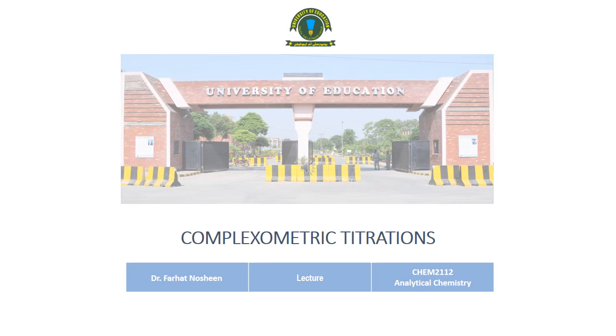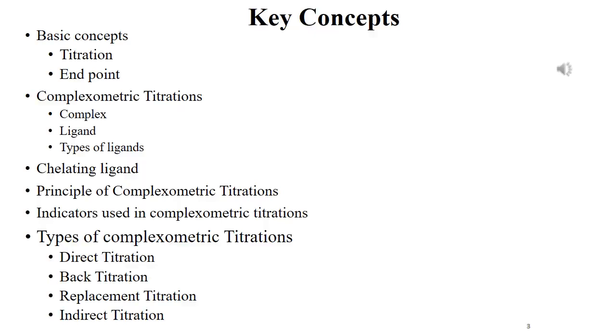And today our course of discussion is Analytical Chemistry, and the course code is CAM2112. The topic that we are going to discuss is complexometric titrations. Key concepts that we will discuss in complexometric titration.